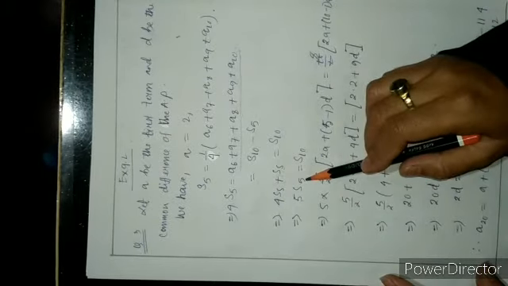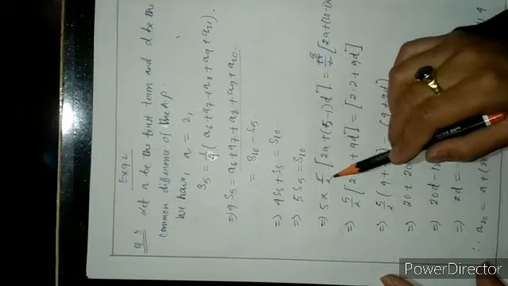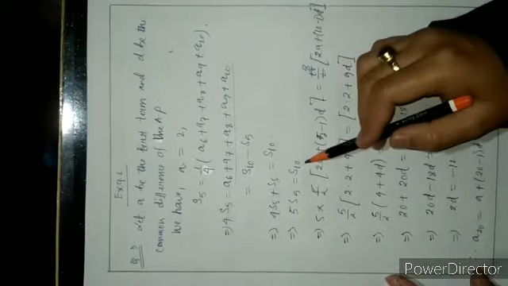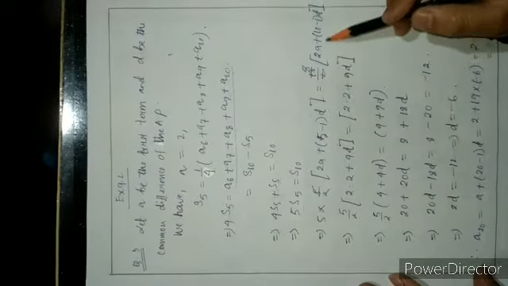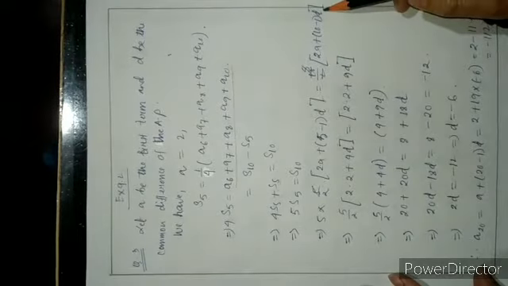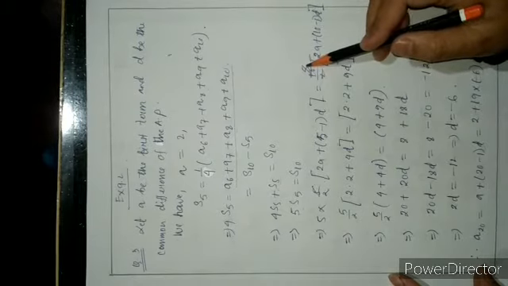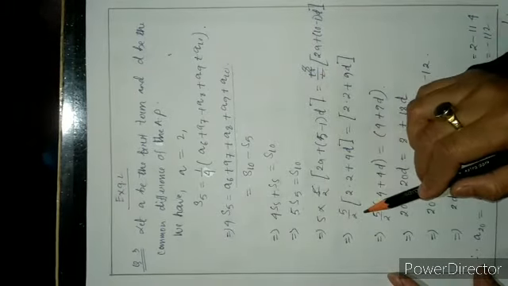Then write the formula of S5. The sum of the first 5 terms of the arithmetic progression is 5 by 2, n by 2 times 2 times of A plus 5 minus 1 D, is equal to the sum of the first 10 terms, 10 by 2, 2 times of A plus 10 minus 1 D. Dividing, 5 cancels, and on the left hand side we are left with 5 by 2.